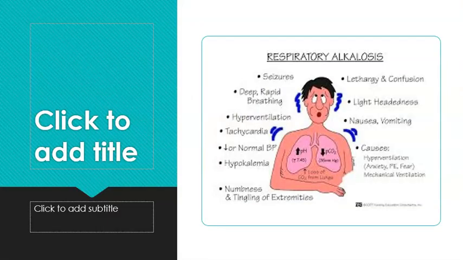Respiratory alkalosis, you'll see this with the deep, rapid breathing. Seizures can cause this. Your patient is lethargic or confused. They might be lightheaded. This can be as a result of the tachypnea or the hyperventilation. You'll often see these patients complain of dizziness. They'll get those carpopedal spasms in their hands where their hands will contract. Hypokalemia can result in the respiratory alkalotic state, the numbness and tingling of extremities.